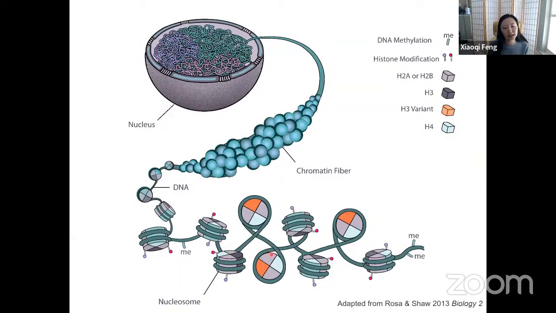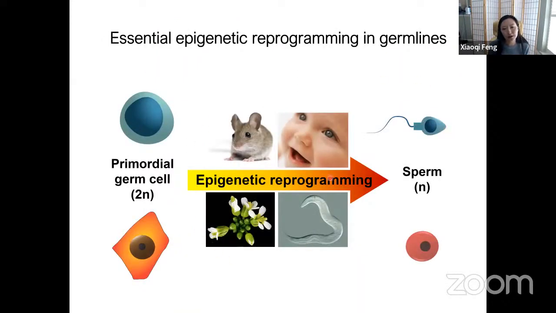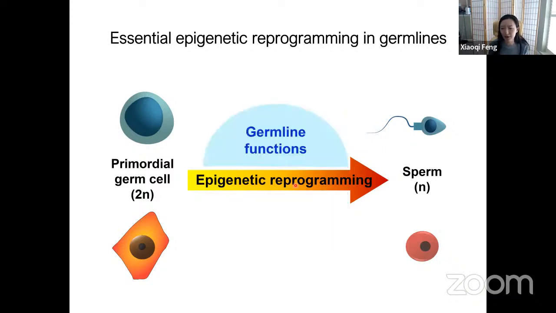The modifications on DNA and chromatin that do not change the underlying genetic code, such as DNA methylation, modifications on histones, and usage of different histone variants, are collectively called epigenetic modifications. To date, these epigenetic modifications have been well demonstrated to play essential roles in regulating genome functions. The hallmark of germ cell development is the large-scale reprogramming of these epigenetic modifications, and defects in such reprogramming cause sterility in animals and plants, demonstrating that this process is essential for germline functions.